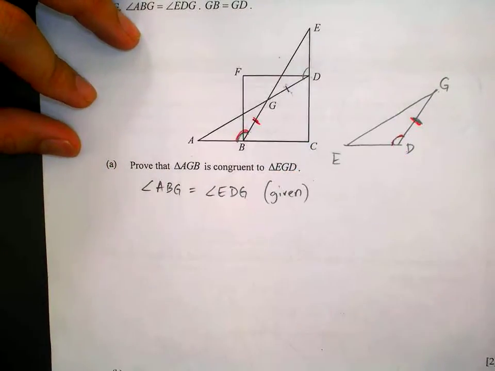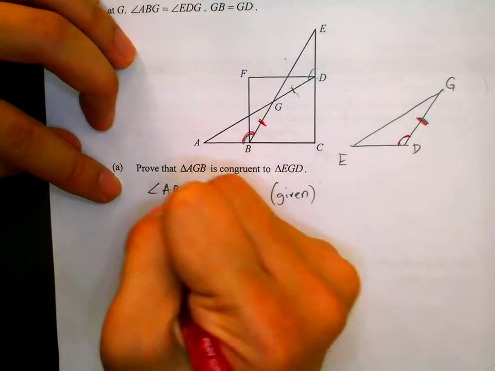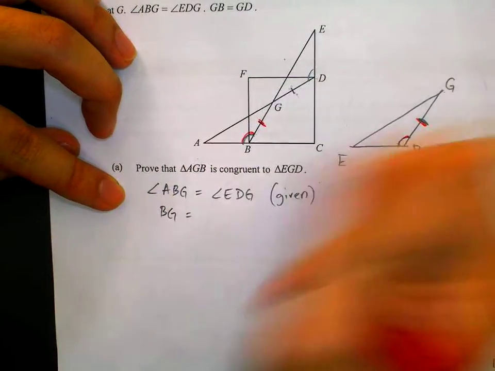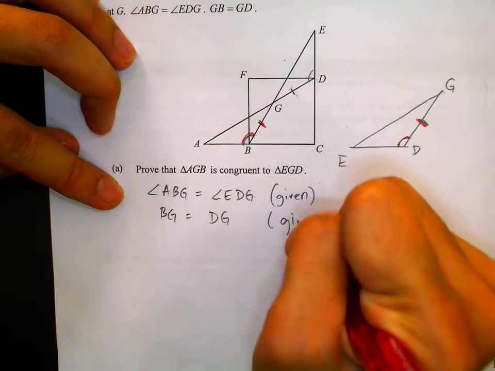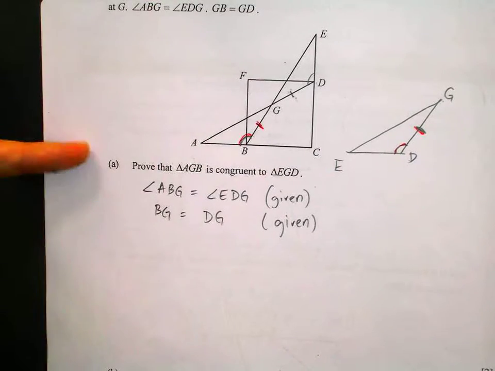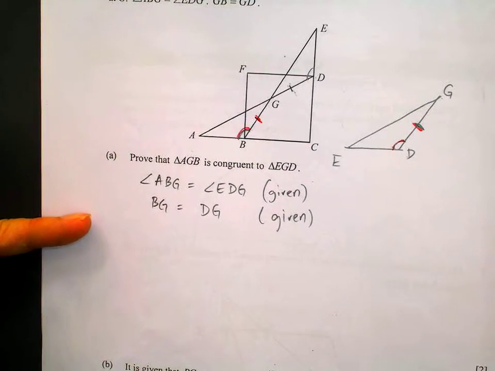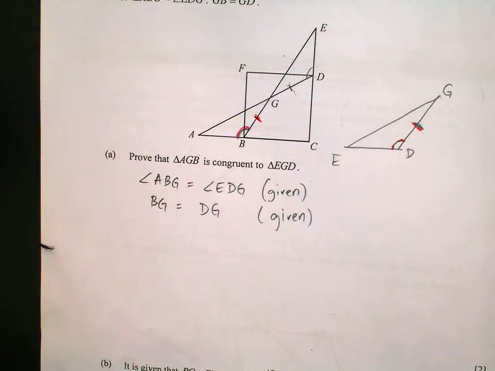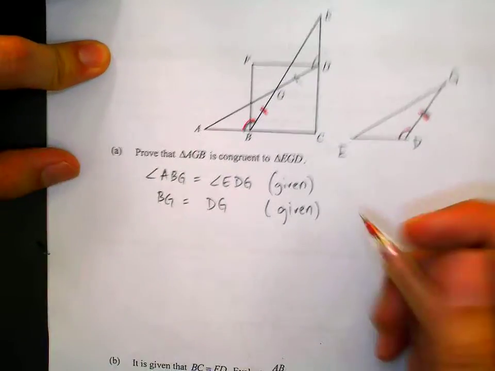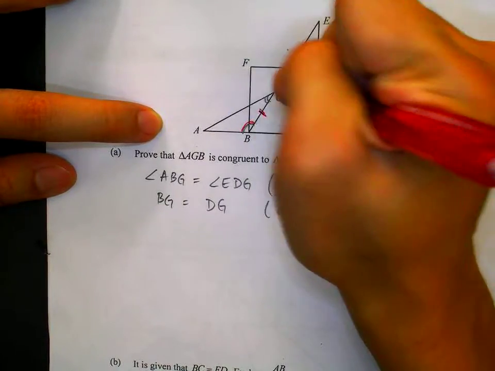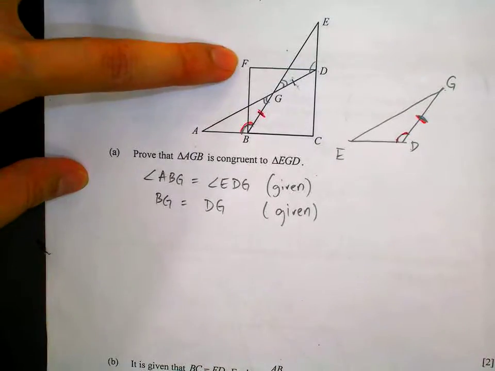Next, BG equals DG. Again, given to you. Now I've got an angle and a side. In order to prove that they are congruent, what would you like me to find next? Another angle? Yeah, if I have another angle, then I'll have A as A. Which angle do you think is easy for me to find? AGB, this one and this one, right? What is the reason? Vertically opposite.